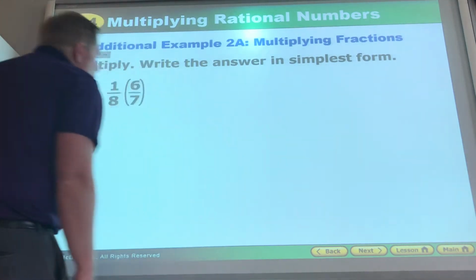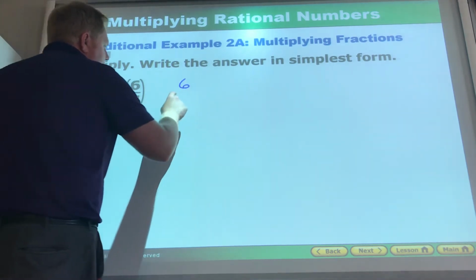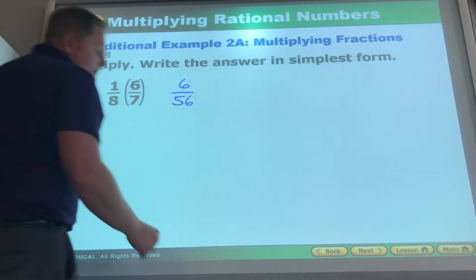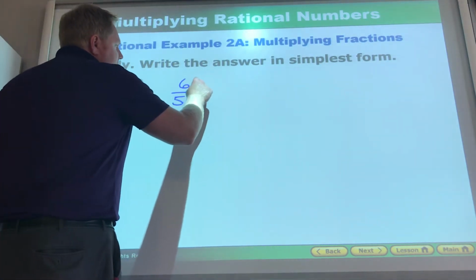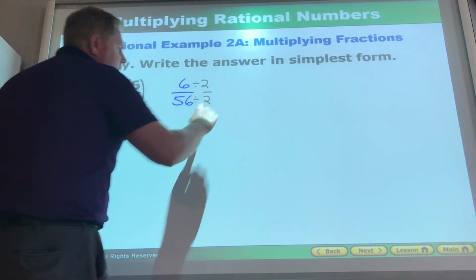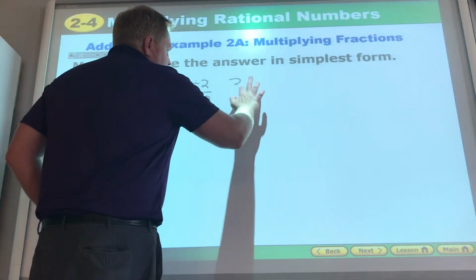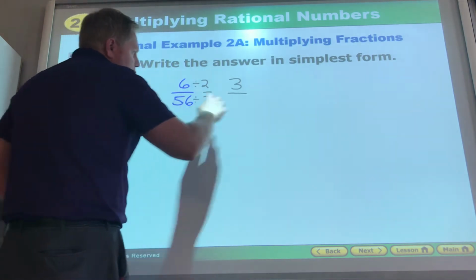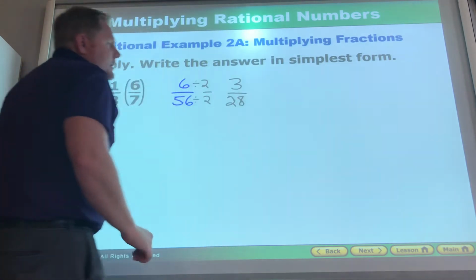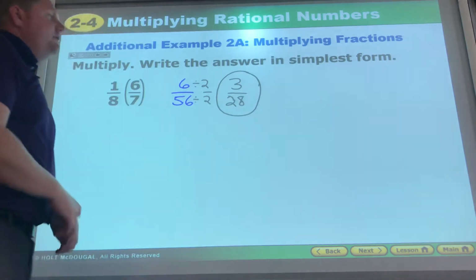Now, we can say 1 times 6 is 6. 8 times 7 is 56. Okay? But this is not in simplest form. I see I can divide that by 2, and I can divide this by 2. Isn't 2 over 2 just a fancy one? So we're just reducing. So that would be 3 over 28. Now, 28 and 3 have no common factors. So we have our answer.